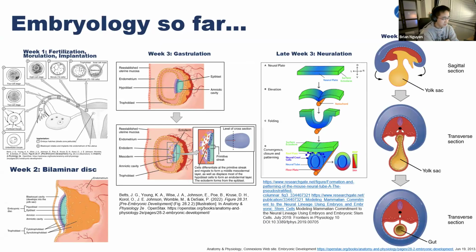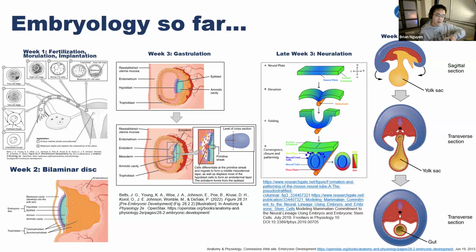First off, you have that act of fertilization, morulation, where you make that ball, and then implantation, where you implant that ball of cells that's hollowed out into your endometrium of the uterus, right? And that all happens in week 1. In week 2, that is our week of twos.